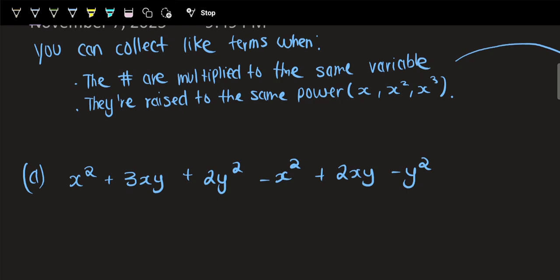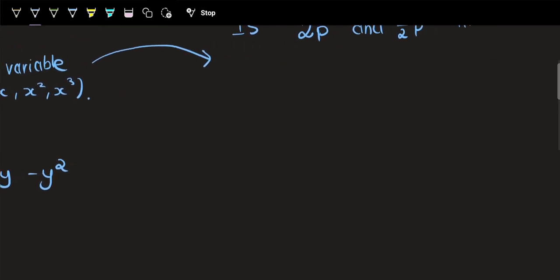A like term is when there are two or more terms, and those terms are multiplied to the same variable and raised to the same power, like x to the power of 1, x to the power of 2, or x to the power of 3, for example. Okay, let's have a look.